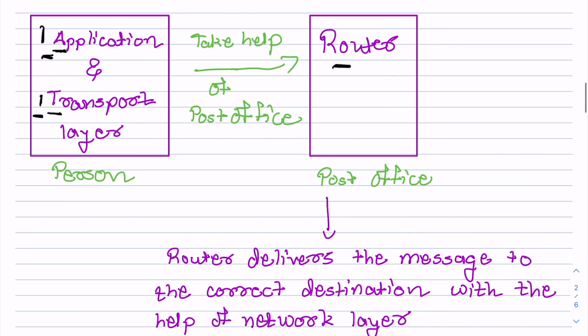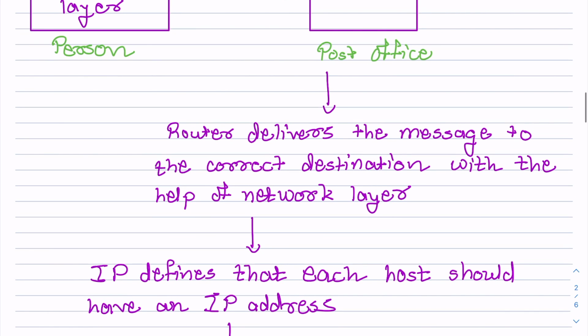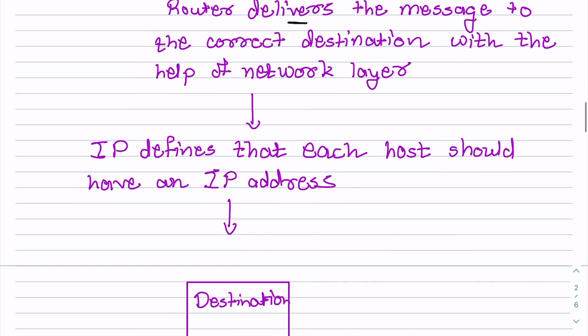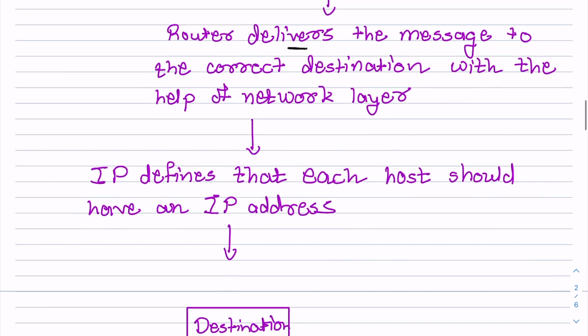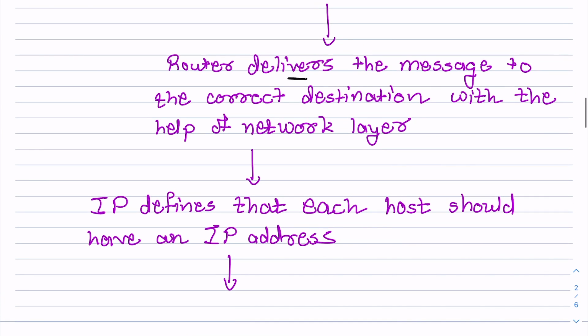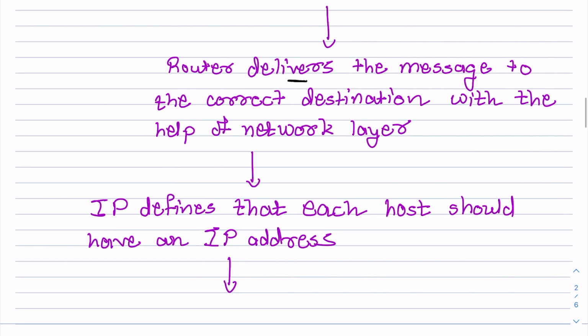So, what does a router do? A router delivers the message to the correct destination with the help of the network layer. Now we know that the post office sends the mail according to the address. We have our own address as well as the destination address. But here in the network layer, what happens? This is where the IP protocol of the network layer comes into play. The IP protocol, which is Internet Protocol, defines that each host has an IP address.